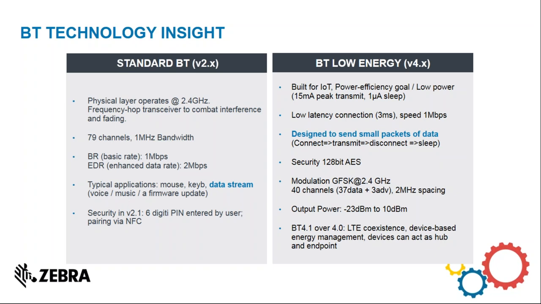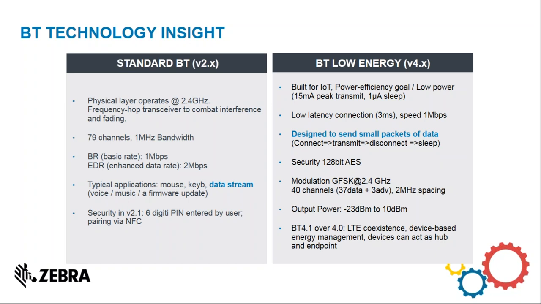Basically, both share the same physical layer in the radio frequency around the 2.4 gigahertz. The main difference is that standard Bluetooth supports 79 channels with 1 megahertz bandwidth. Instead, Bluetooth Low Energy supports only 40 channels, using three of them to advertise, but with a wider spacing of 2 megahertz in the bandwidth. About the speed, the standard Bluetooth basic rate is 1 megabit per second, enhanced to 2 megabit in the earlier version, while the low energy protocol exploits 1 megabit per second speed.